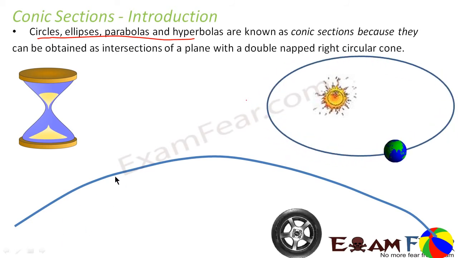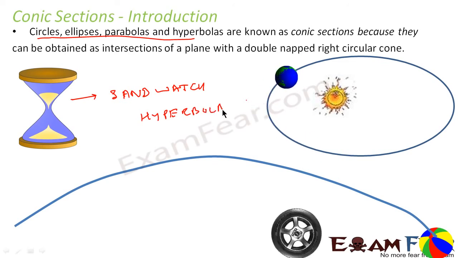Also, when we throw a ball, this ball always follows a parabola path. So this can be used to find the velocity of the ball at different points of time, or what height it will reach, and which distance it will reach. All those things we can find if we know the equation of parabola. Similarly, hyperbola. So this is a sandwich and this is nothing but hyperbola.